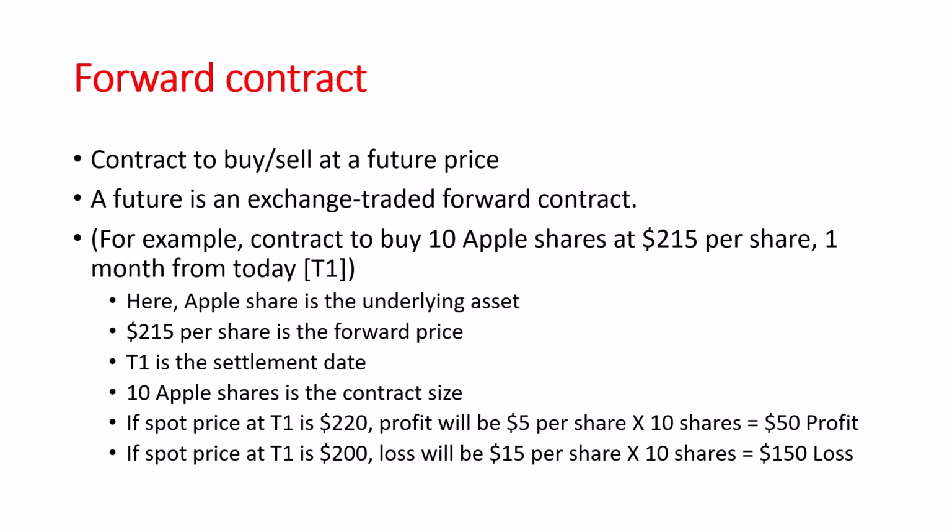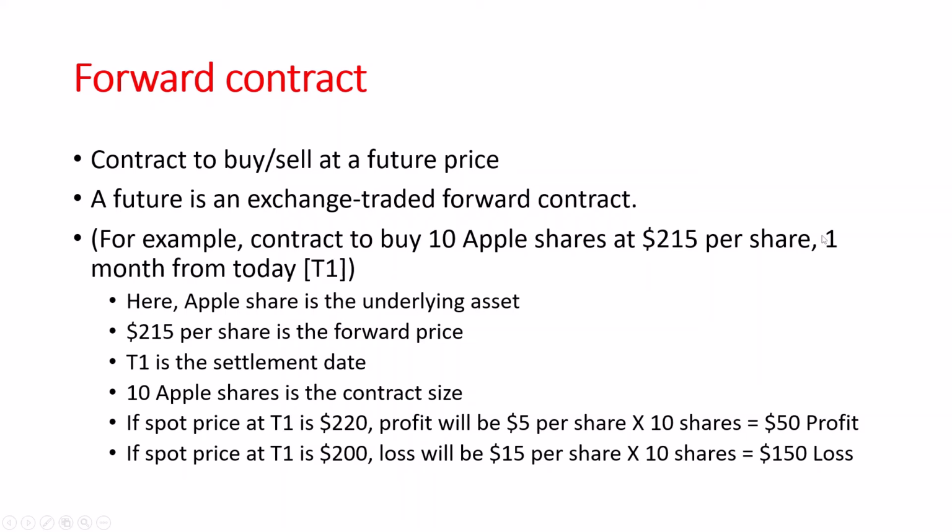Now, example 2, if the spot price at T1 is $200. Now, from this contract, since I have entered into a forward contract, I have to buy the 10 Apple shares. I don't have an option to not buy it. I have to buy the shares. So I will have to buy the shares at $215 per share, and I will be able to sell them in the spot market on that day only at 200 per share. So I will have a loss per share of $15. So that will make me a loss of $150 in total.